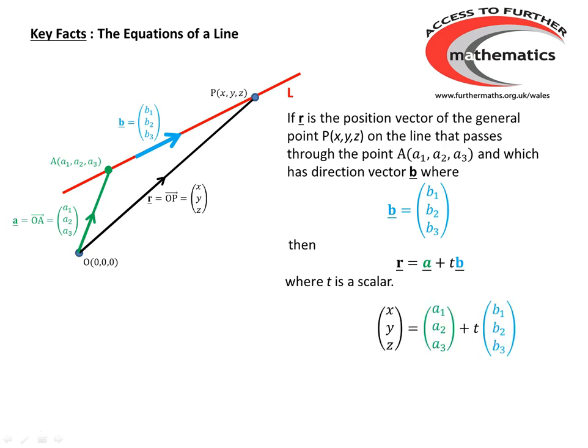If we move into coordinates and we call our general point on the line the point (x, y, z), then the equation r equals a plus t b becomes (x, y, z) equals (A1, A2, A3), that's the position vector of A, plus t times (B1, B2, B3), and (B1, B2, B3) is the direction vector of the line.